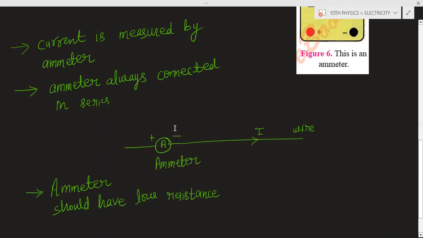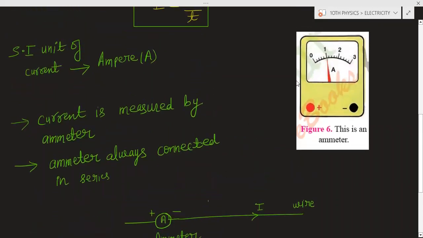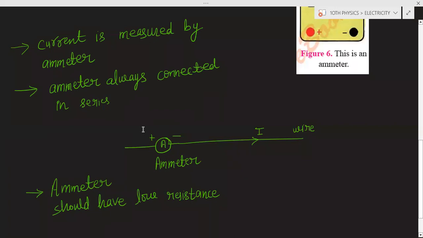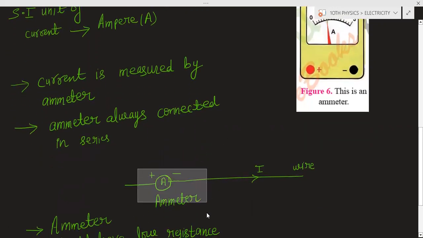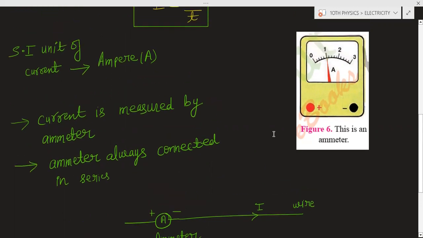So for getting the accurate value, or the correct measurement of the current, this ammeter should have low resistance, so that the maximum amount of current should flow in the ammeter. Okay, and you will get the correct reading.